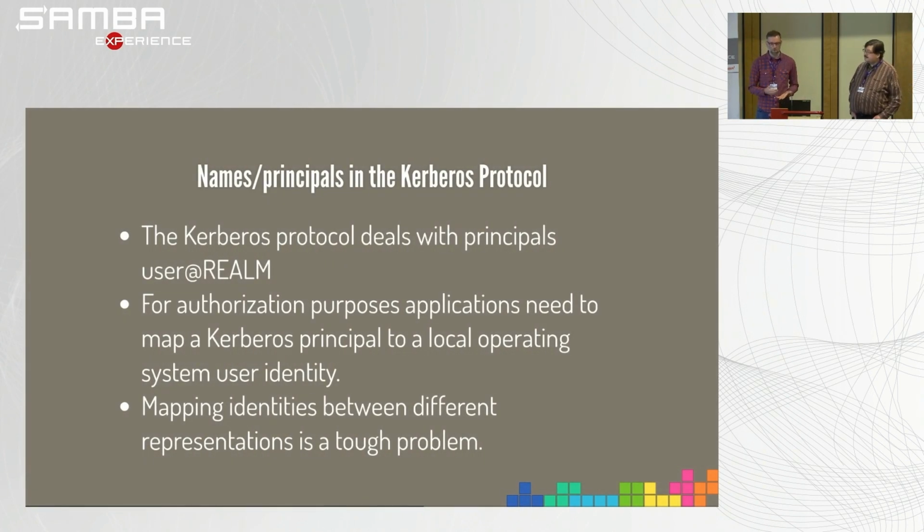So the Kerberos protocol deals with principals, for example, user at realm. And for authorization purposes, applications need to map a Kerberos principal to a local operating system user identity. So from a name to a UID in the end. Yeah, and the most important part here is that the solution is to have a Kerberos ticket where you have this principal also containing information or metadata about the environment, how this maps into the target environment.